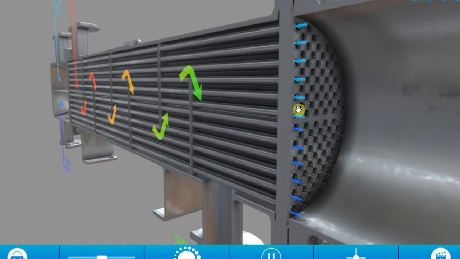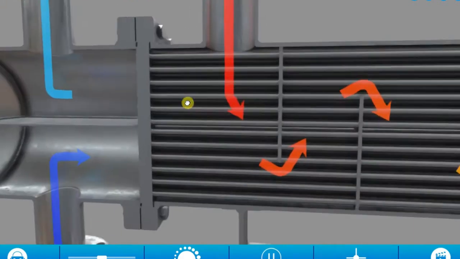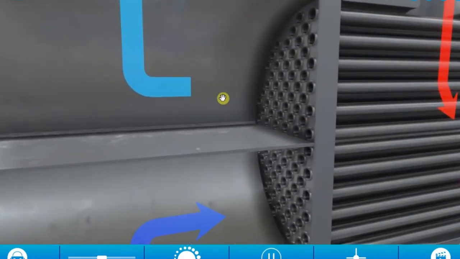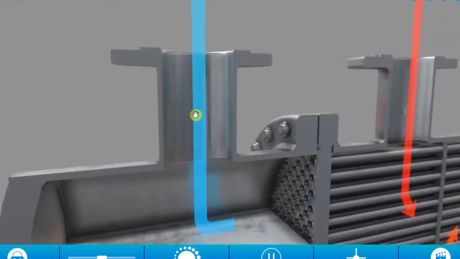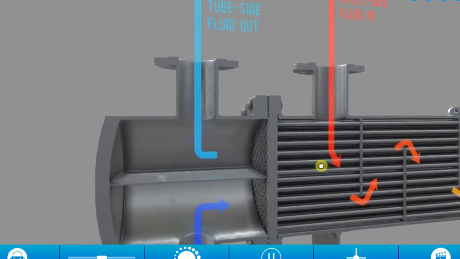When the tube side fluid re-enters through the top section of these tubes here, it's going to flow again in a straight line to the opposite end of the heat exchanger, and it's going to come out here and then be discharged or exit the heat exchanger through the outlet. That is the flow path of the tube side fluid.